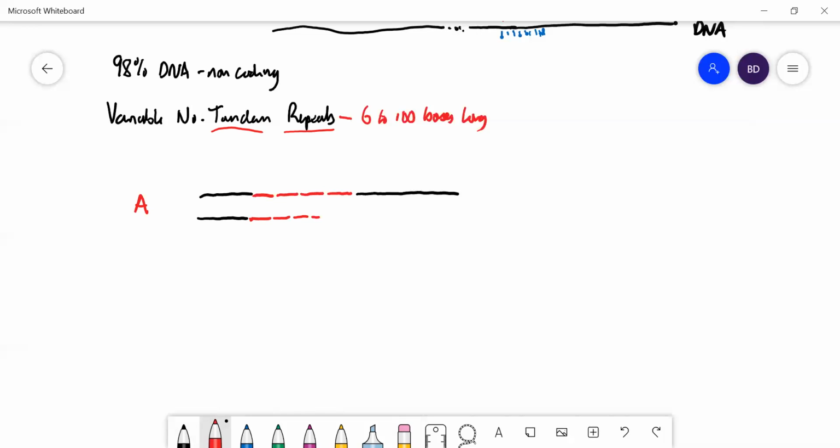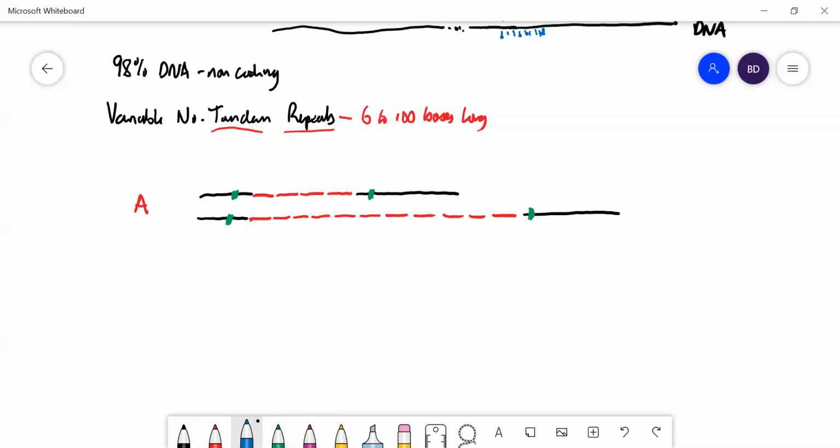1, 2, 3, 4, 5, 6, 7. Okay, that's 10. And there is in the flanking sequence, so they're not in the repeats, you don't want a restriction enzyme site in the repeats, but let's say we've got a restriction enzyme site there in green and a restriction enzyme site there. And in this chromosome, you've got it there.